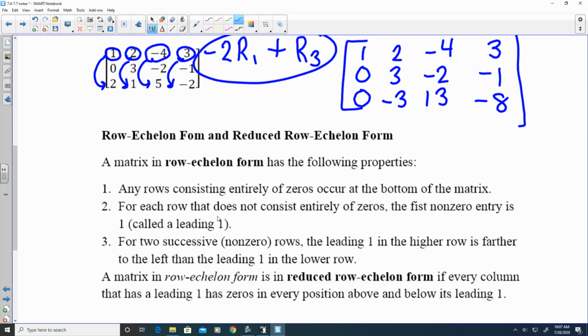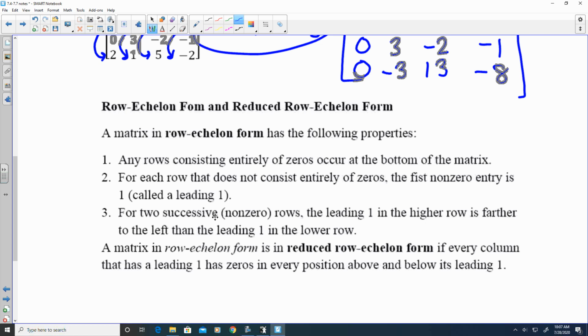Okay, now there's a special form of a matrix called row echelon form. There's also reduced row echelon form. Row echelon, a couple conditions have to apply for it to be considered row echelon. The first one is if there are any rows that are entire zeros, that has to be at the bottom of the matrix. The second condition is that for each row that's not entirely zeros, the first non-zero entry coming from the left has to be a 1. That's called the leading 1.